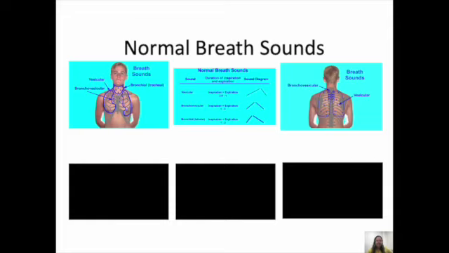You can hear crackling, which may allude that there is some type of consolidation or fluid in the lungs. So any type of lung sounds that are not these lung sounds, vesicular, bronchiovesicular, and bronchial, are adventitious sounds.